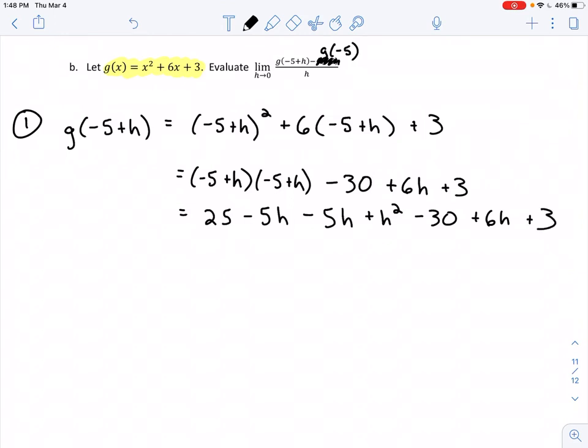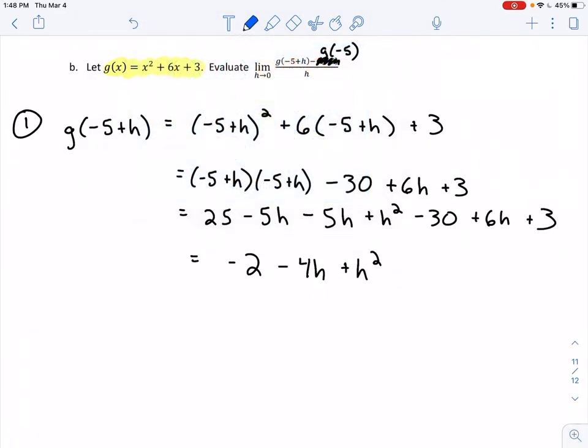This is getting pretty long, but at this point we can go ahead and combine our like terms. So let's see, I've got 25 minus 30, that would be negative 5. Negative 5 plus 3, that's negative 2. Negative 5h minus 5h would be negative 10, plus 6, that's minus 4h, and then plus h squared. So I finish up step 1. I've combined all my like terms. I've simplified this as much as I can. I'm ready to move on to step 2.